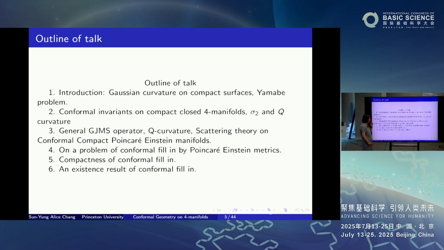Then I talk about the general GJMS operator and curvature, in a special setting, that is, conformally compact Poincare-Einstein manifolds, via scattering theory. And then, as a main application, I talk about the problem of conformal filling in by Poincare-Einstein metrics. I will address the conformal compactness problem and the existence problem.